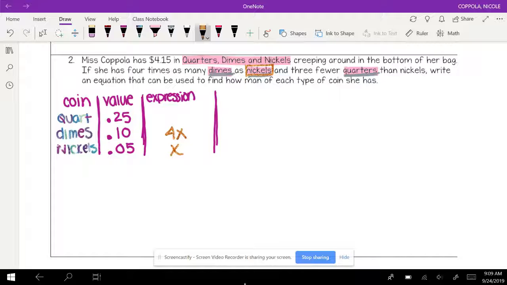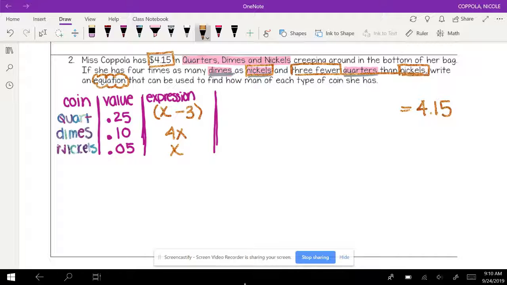All right, 3 fewer quarters than nickels. 3 fewer just means to subtract 3, right? And I have to subtract that from my nickels, which was X. And that's it. Now we just have to set up an equation, which is the last part. So the one clue I didn't use was the fact that we had $4.15, okay? So all my money has to add to $4.15, and I'm going to show you a common mistake.